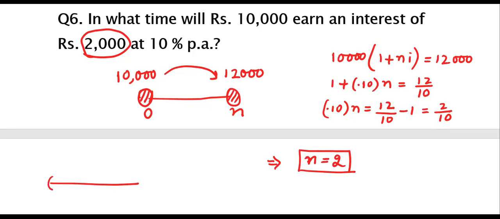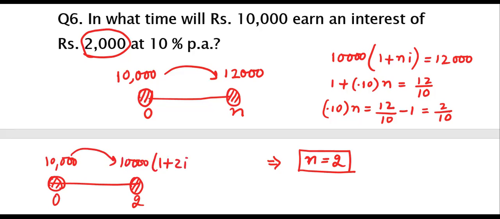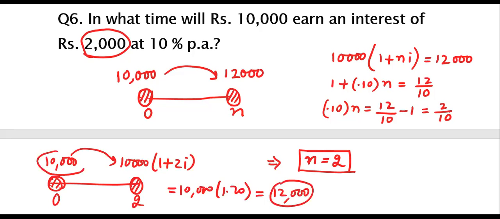So in 2 years, you can check it. In 2 years, this is 0, this is 2, 10,000. In 2 years, it should grow to 10,000 times 1 plus 2i, i is 10%, 1.20. That is 12,000. So the extra amount he received is 2,000. This is what is given here. So this is correct.